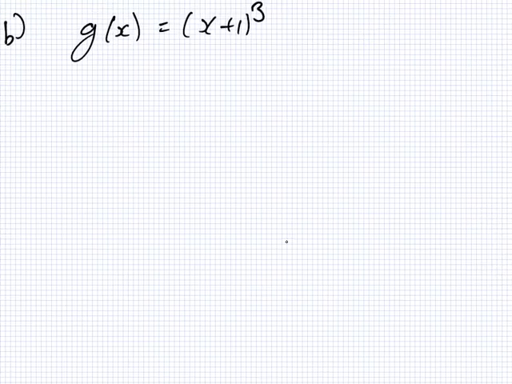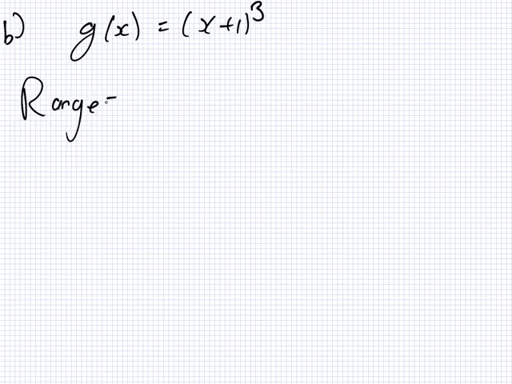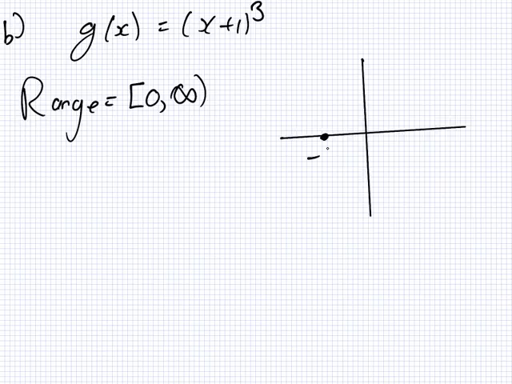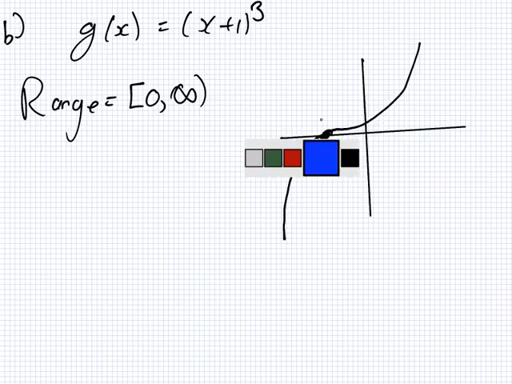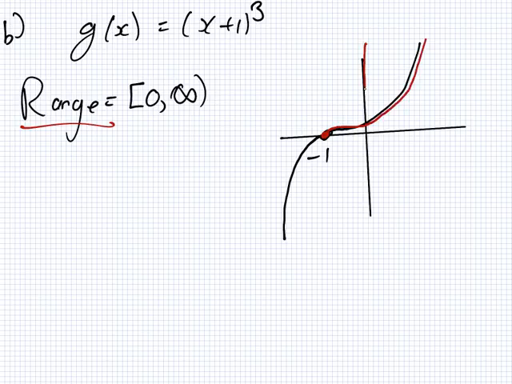Next. Here we're told that the range is 0 to infinity. So if I draw this really quickly, here is the root at minus 1, and the graph looks like this. Do you remember what range is? It's the y values. So the y values are positive. And what's the domain? It's the x values. So the x values must be from minus 1 to infinity. That's the domain, the answer to that.